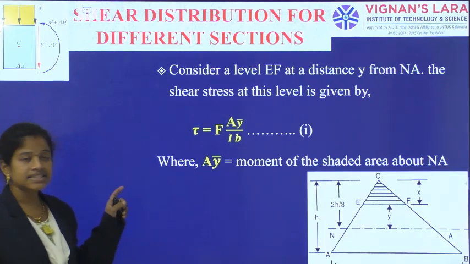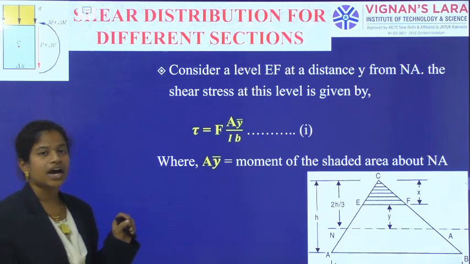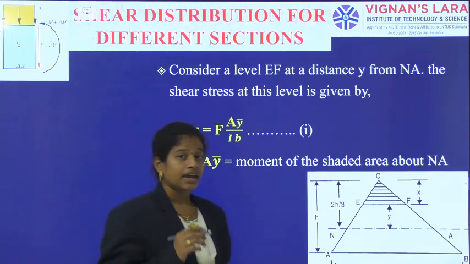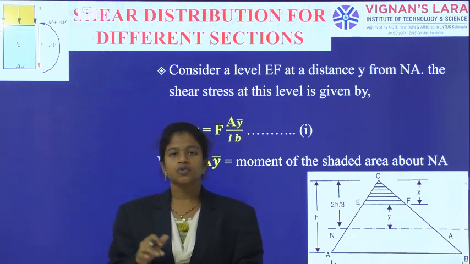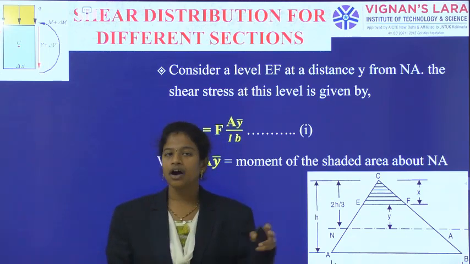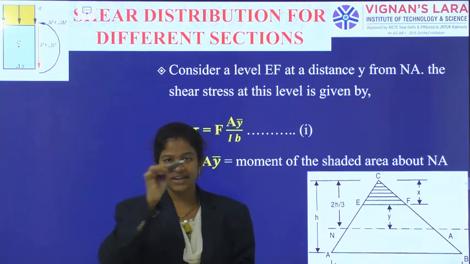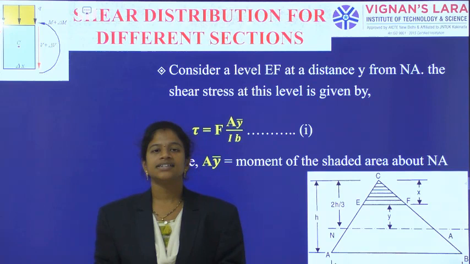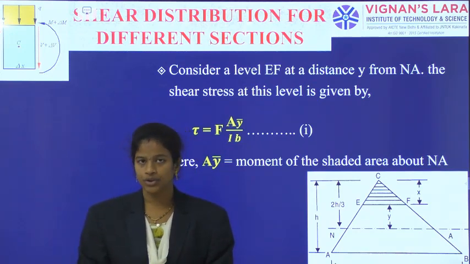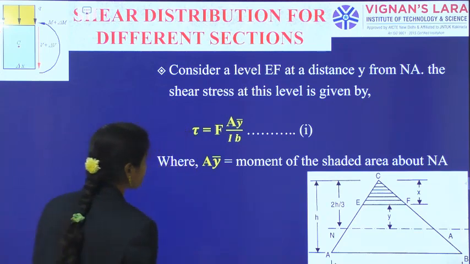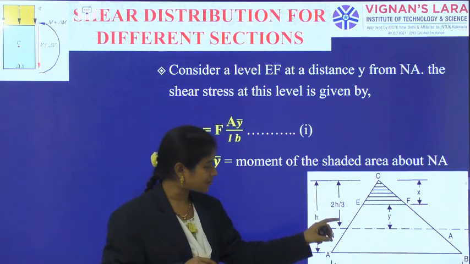The next thing, consider a level EF at a distance y from the neutral axis. Yes, we have to give the condition. And here, the structure is not separated part by part, like we did for the rectangle and the circular section. Here also, for the whole structure I am considering a level, and at that level I am generating the shear stress equation. Same as for the rectangular section, here also I am doing it. Okay. So I am considering a level EF which is at a distance y from the neutral axis.